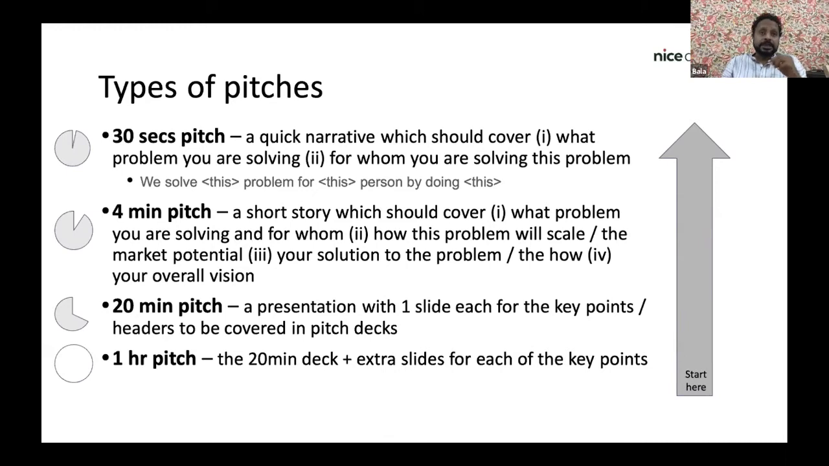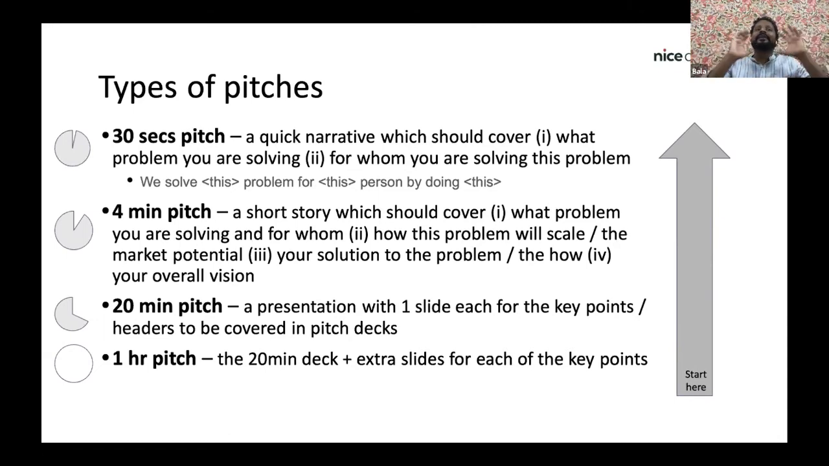And 1 hour pitches have extra details and extra slides for each of the key points. For example, in a 20-minute pitch, you will say the market potential, we have analyzed it, we have used this methodology, and it's about $20 billion, or $2 billion, whatever. And then in a 1 hour pitch, you would actually explain how you arrived at it, right? So you don't need to do that in a 20-minute pitch, correct? So it's not about cramming a lot into a 20-minute pitch.